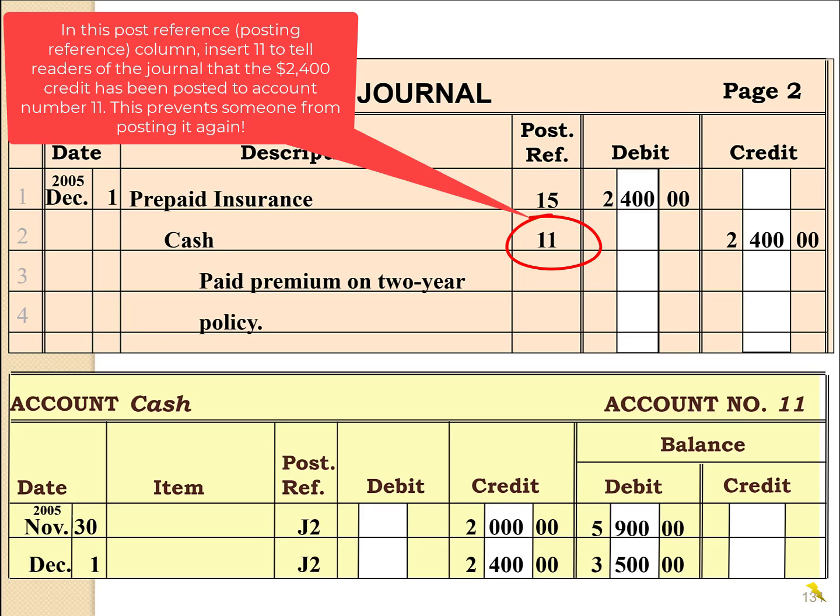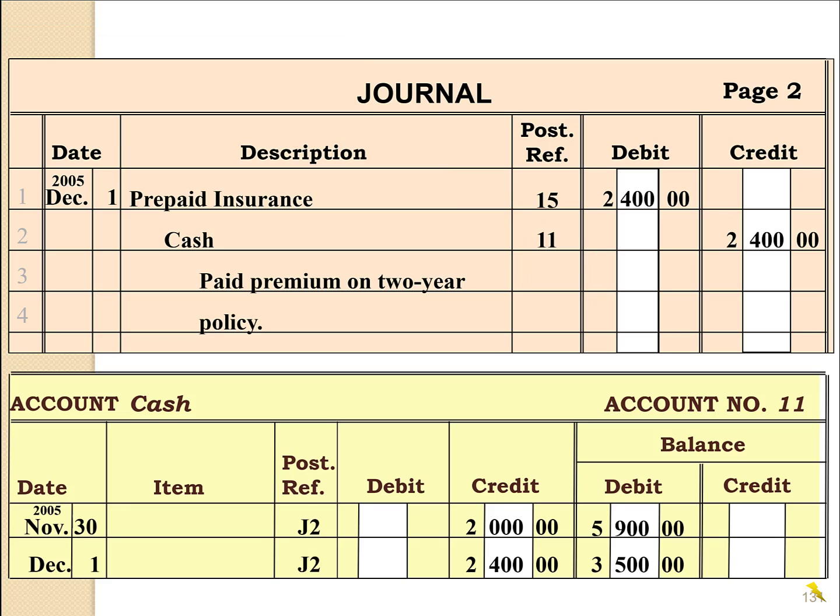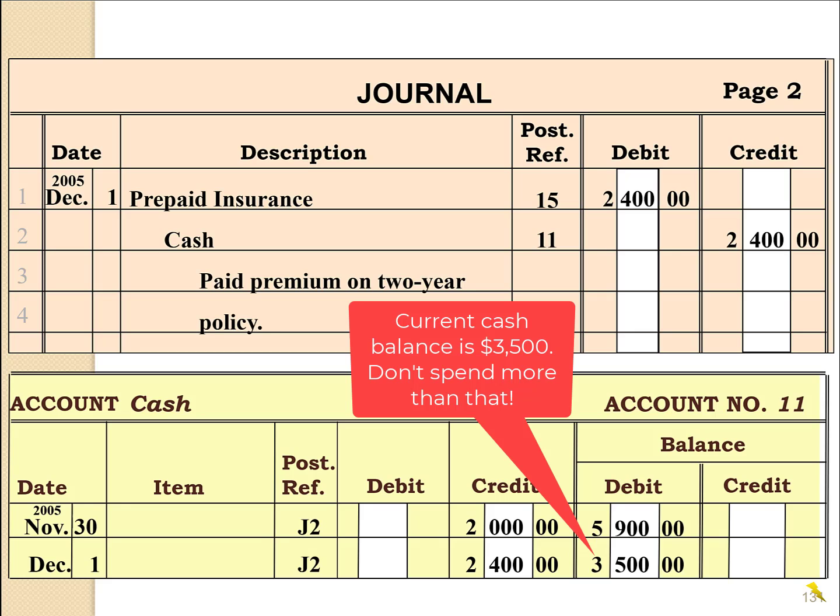So when we get to the project, we will have to post all of our journal transactions to the ledger using this method. So if your boss comes to you and says, how much cash do we have? What are you going to tell her? We currently have $3,500 of cash.